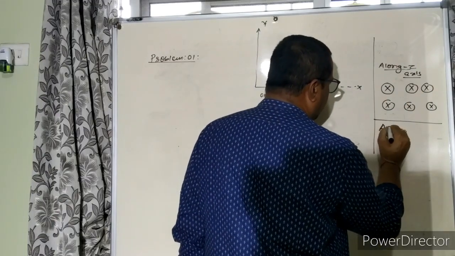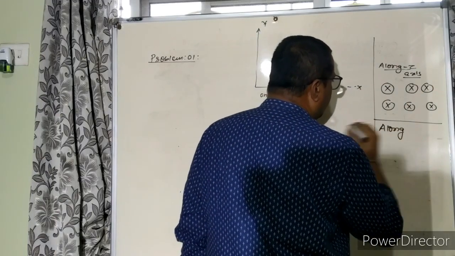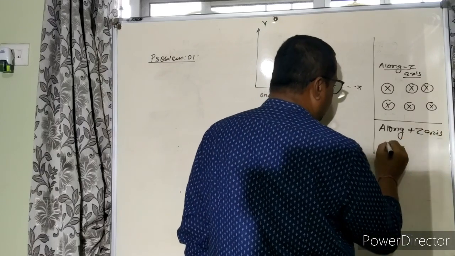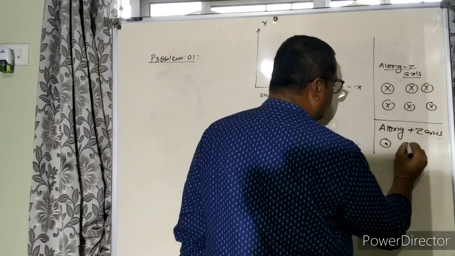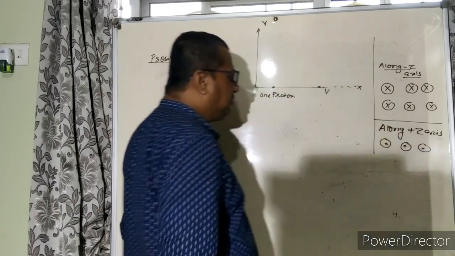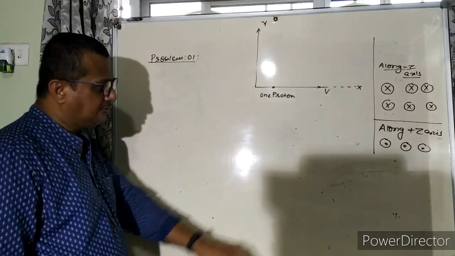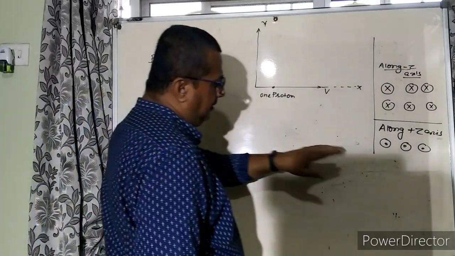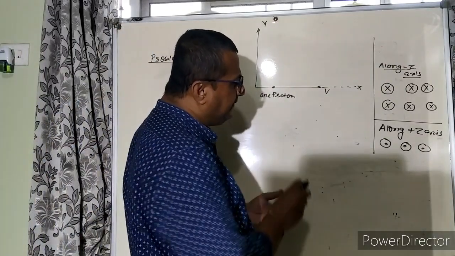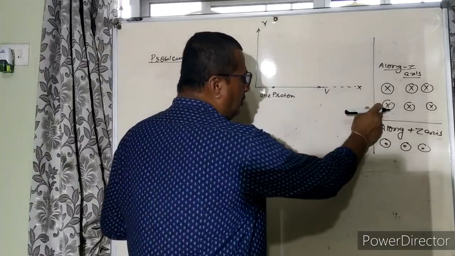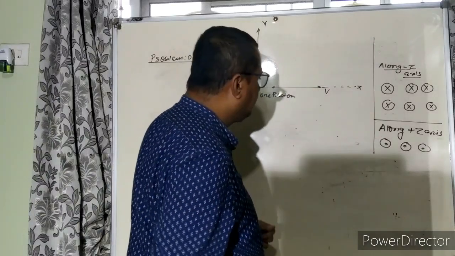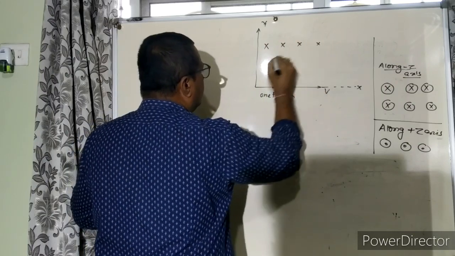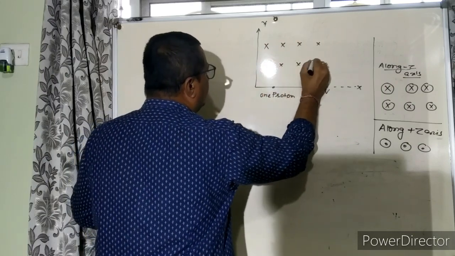And if it is denoted along plus z-axis, then it will be outward, and this is denoted by this dot. It proves that for a dot, the magnetic field is outward, and for a cross, the magnetic field is inward. Here the magnetic field is inward.